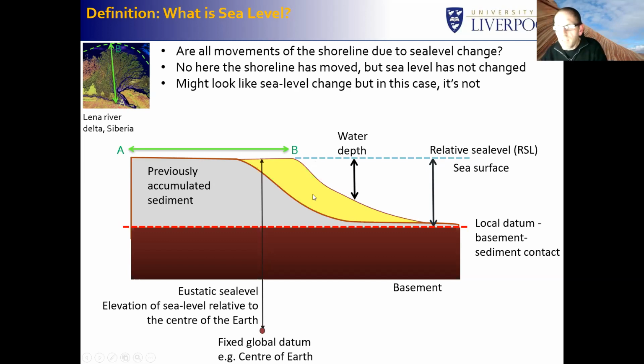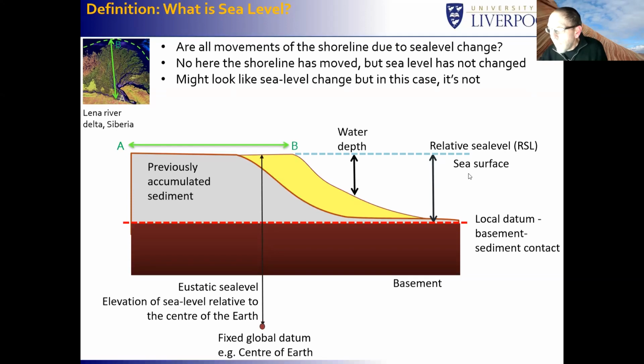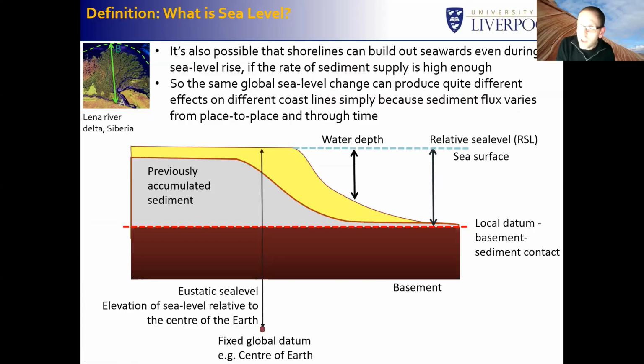And even if there was no sea level change, eustatic or relative, this coastline would build out, just because of the sediment supply that was coming from the river. So coastlines migrating is not in and of itself necessarily a consequence or evidence for sea level change. It can happen regardless. But onto the next diagram, it can also happen in combination with sea level change.